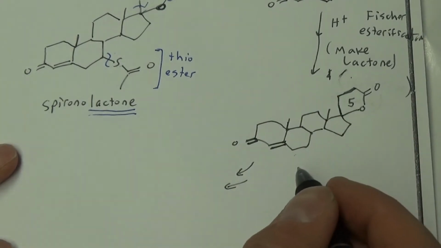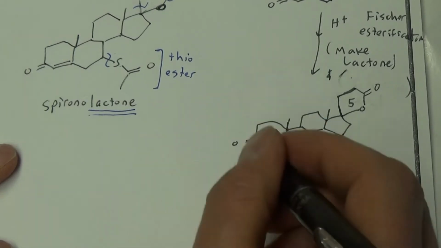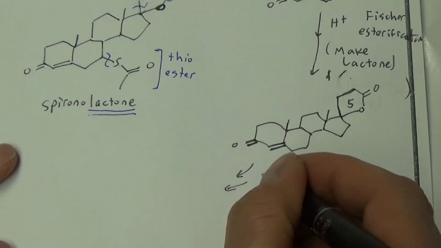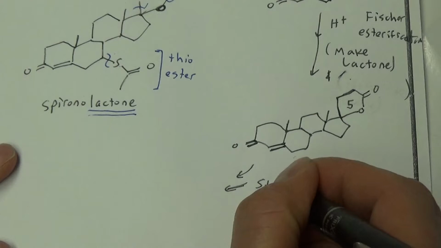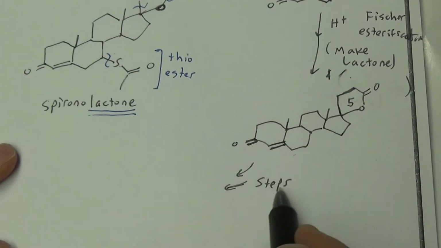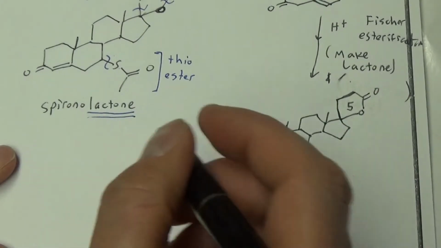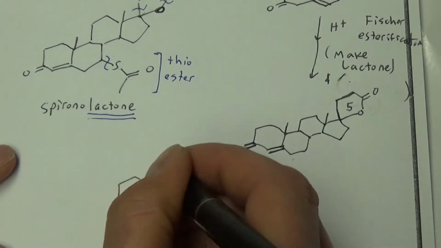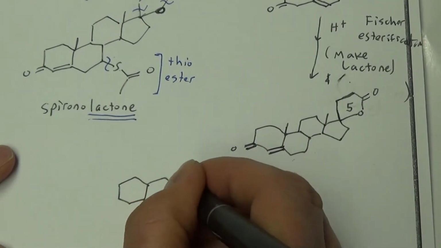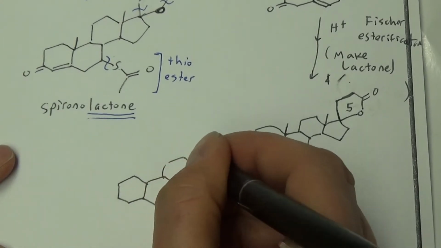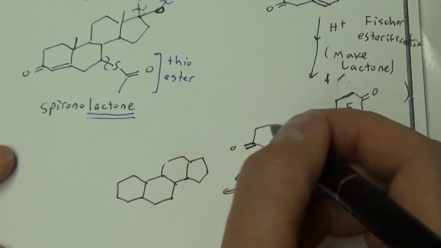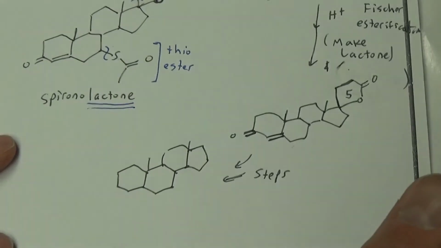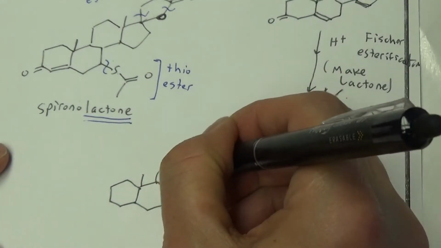So let's draw that. I'm just going to draw the product. I'm going to say steps. So this is a little bit of advanced chemistry. But all they're doing is adding a second alkene. Methyl, ester.